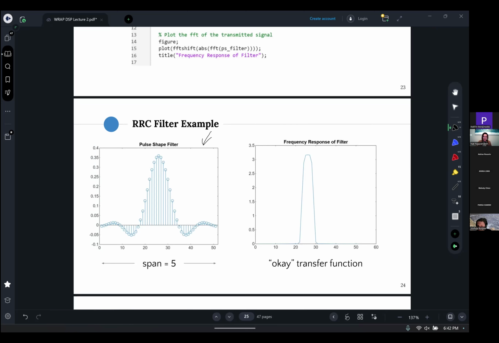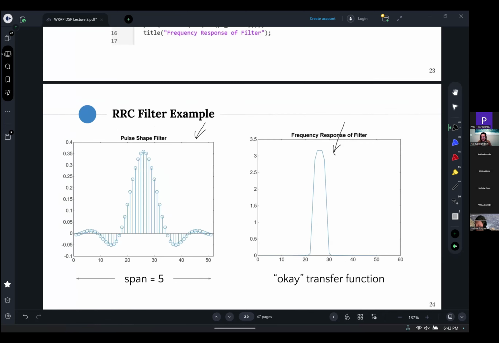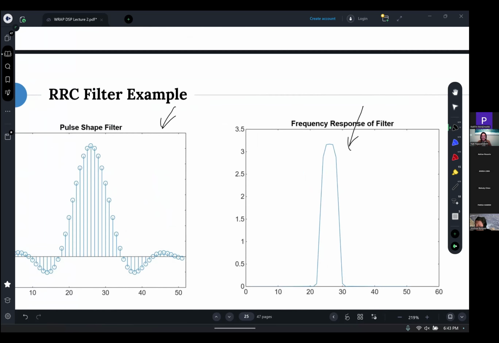And then if I have a span of 5, this is going to be the frequency response that it gives me. We don't really have a way to measure how good it is right now, but we can just see that it's got the shape we're looking for. It mostly keeps stuff within its bounds. We see a little bit of curve here, a little bit of curve here, but it's fine.